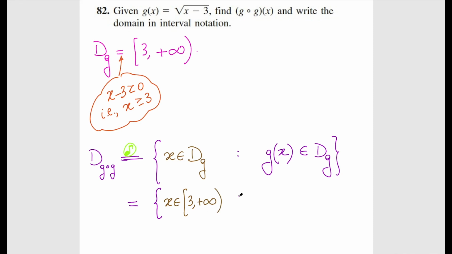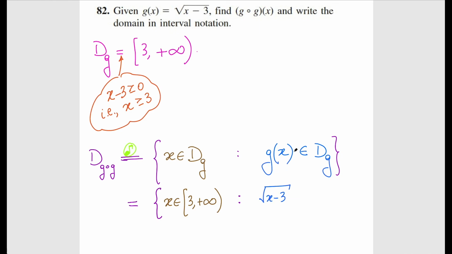Such that, let's now have this guy in a different color. How about blue? So what does this mean? dg, I know what it is, and g of x, that's g of x, right? G of x is the square root of x minus 3. So I can replace g of x by square root of x minus 3.